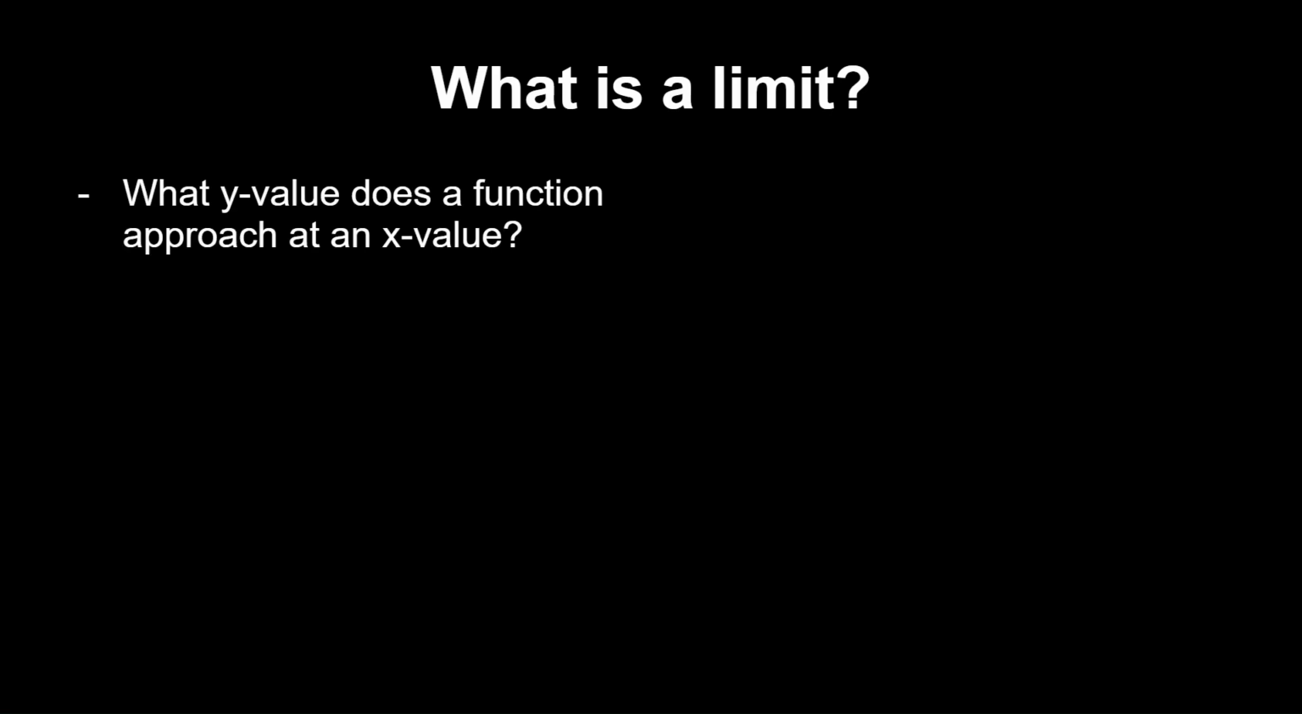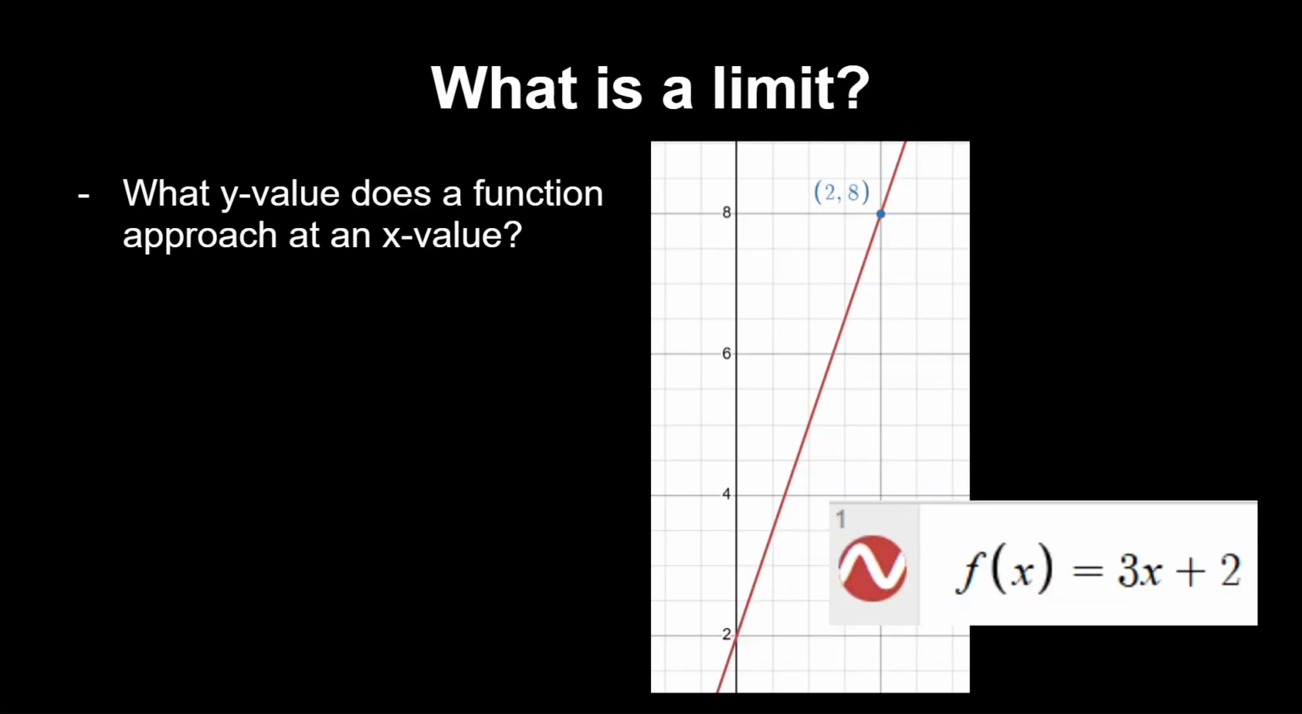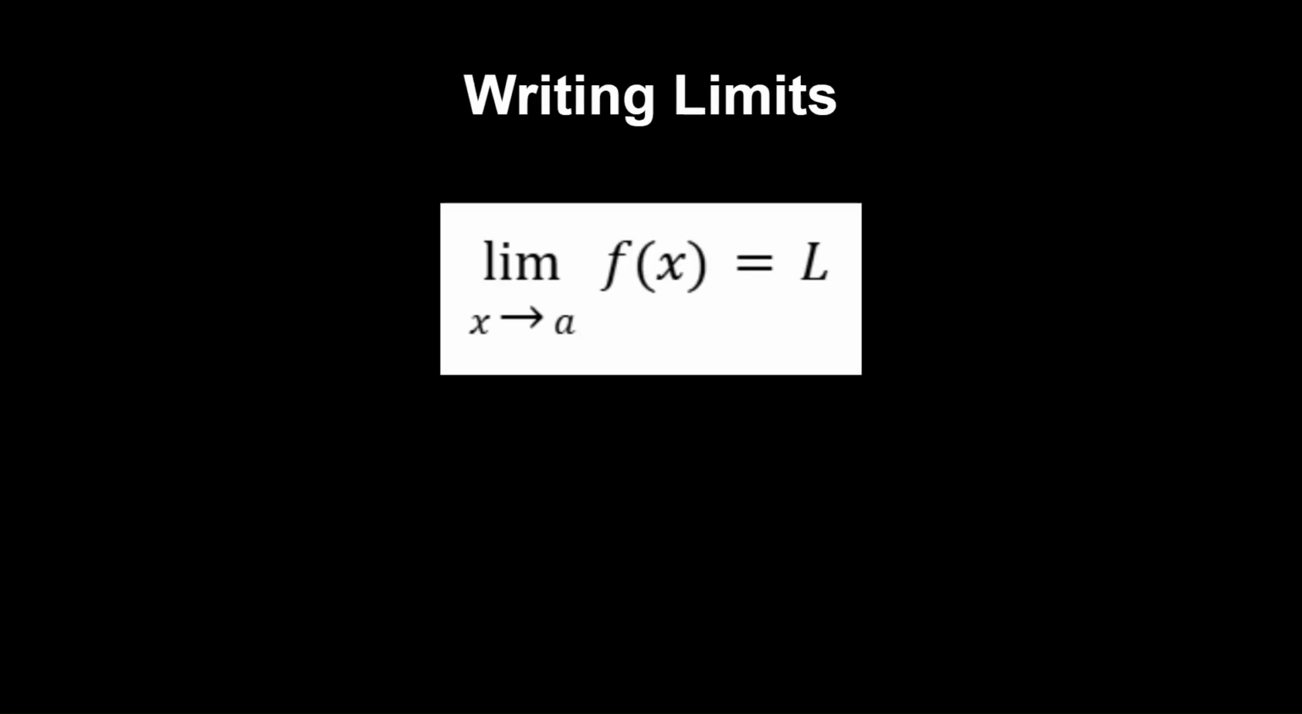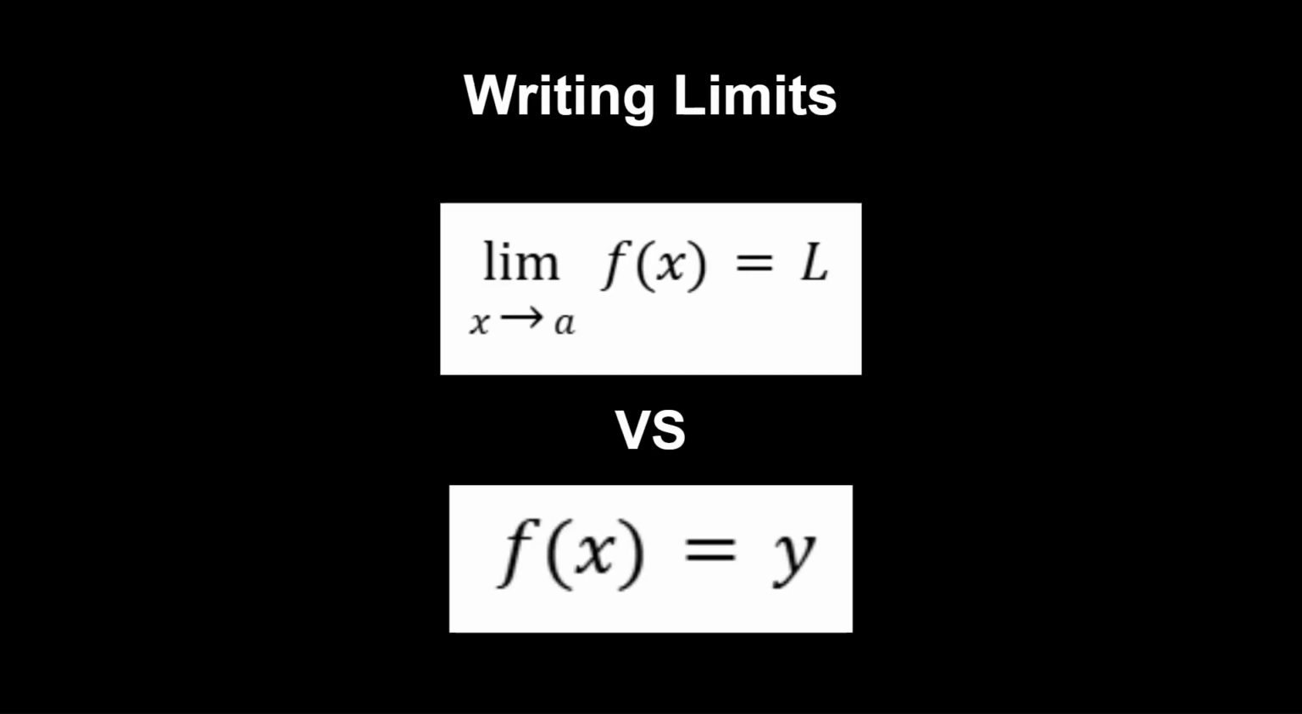So what is a limit? A limit is basically the y value that a function approaches at a particular x value. So for example, here we have f of x equals 3x plus 2. So the limit as x approaches 2 in this case is going to be 8. We can see that on the function right there. You can see that as the function moves towards the x value of 2, it's going to be approaching the y value of 8.